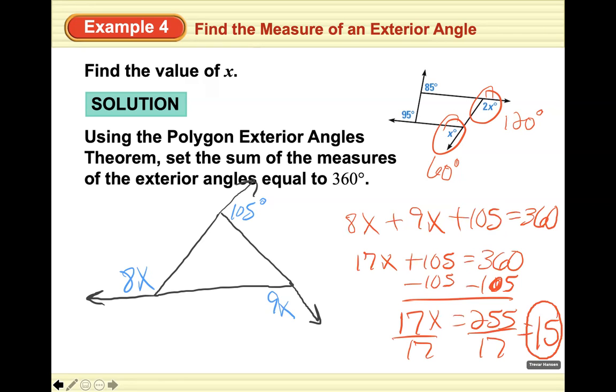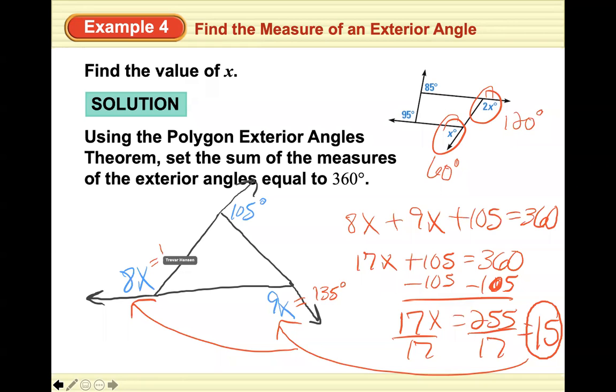Now, if we wanted to find these angles, we could always do that too. For example, if we wanted to know what 9x was, we would take 9 times 15, which would equal 135 degrees. And then we would take 8 times 15, which would equal 120 degrees. So we have a 105, a 120, and a 135. And if we wanted to check that answer, we could. We would add those three together, make sure they add up to 360, which they do.